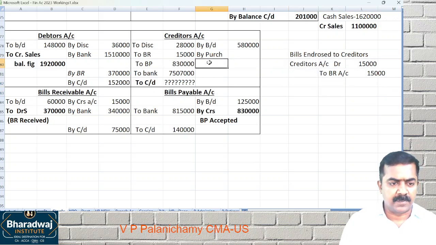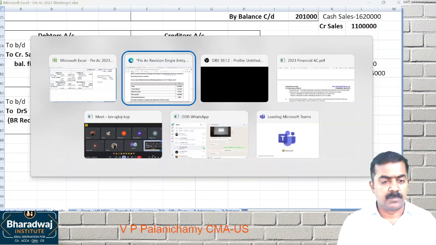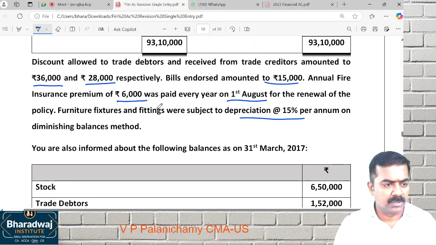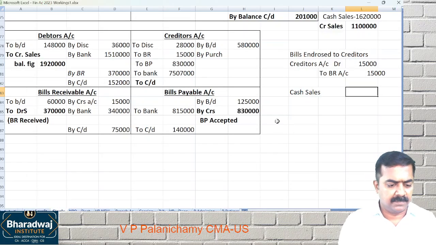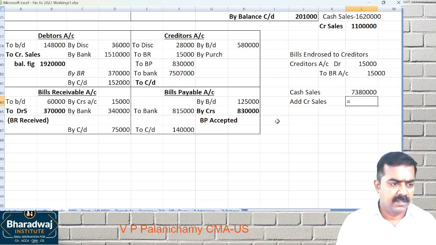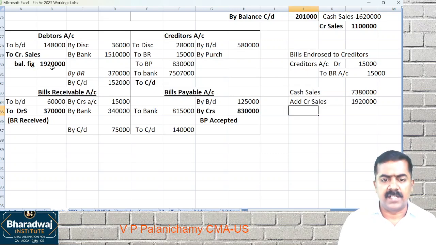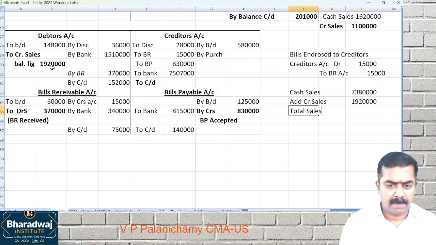Are we given any gross profit margin like that? Yes. What is the cash sales? It is given in the cash book. Cash sales 73,80,000. Add credit sales. What is the credit sales? 19,20,000. Any sales returns? No sales returns. You will get total sales.